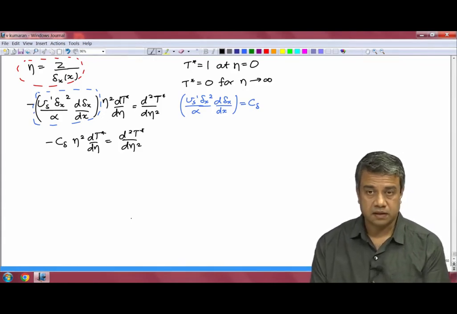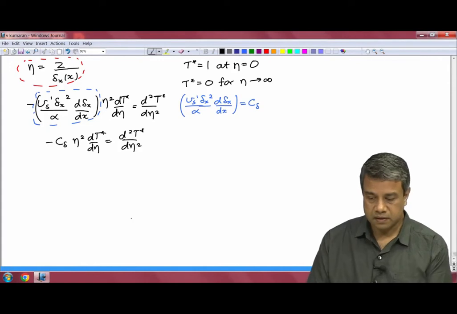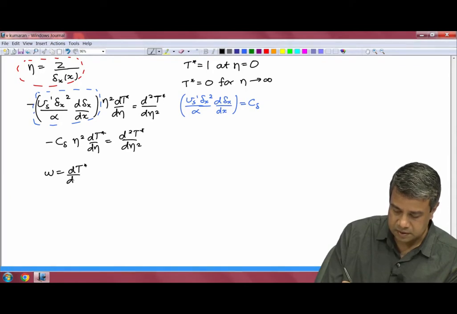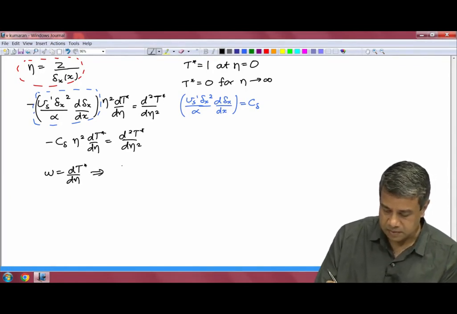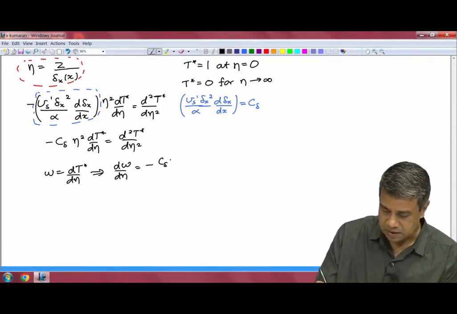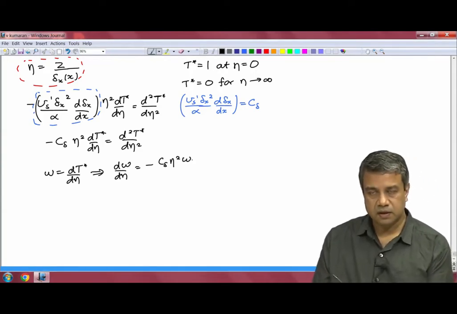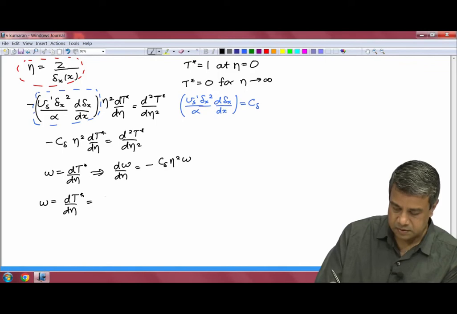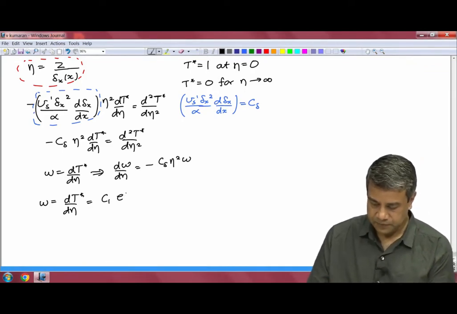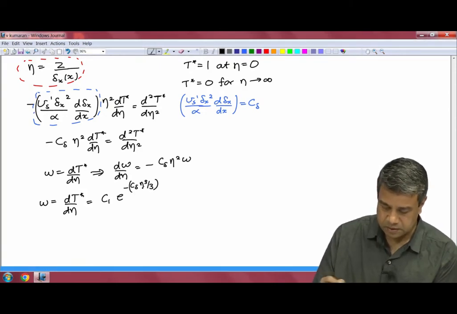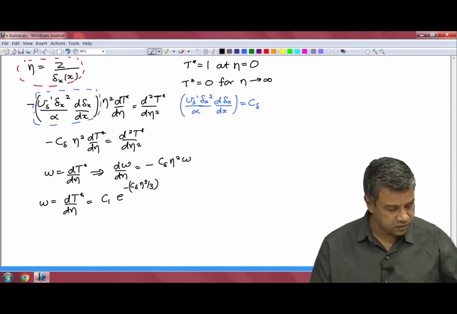And we had integrated this subject to boundary conditions. If you recall, we had used a substitution, W is equal to dT star by d eta, and therefore the equation becomes dW by d eta is equal to minus c delta eta square W. You can solve this once to get W is equal to dT star by d eta is equal to c1 e power minus c delta eta cubed by 3. That is the solution.